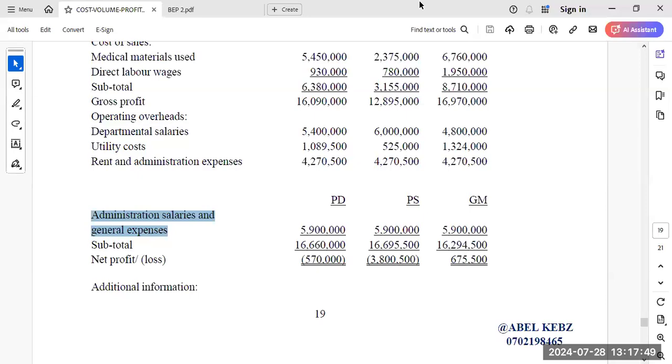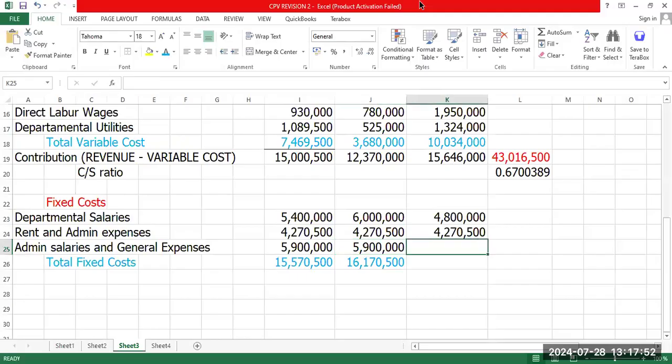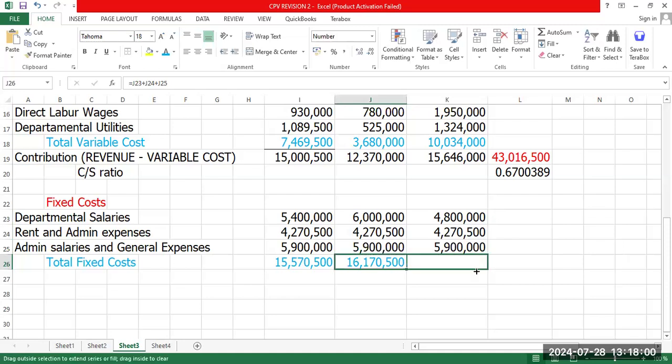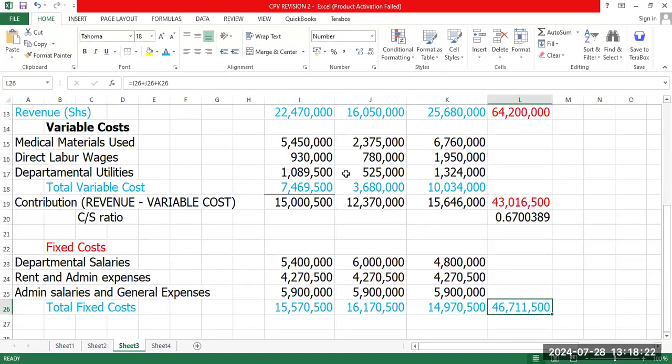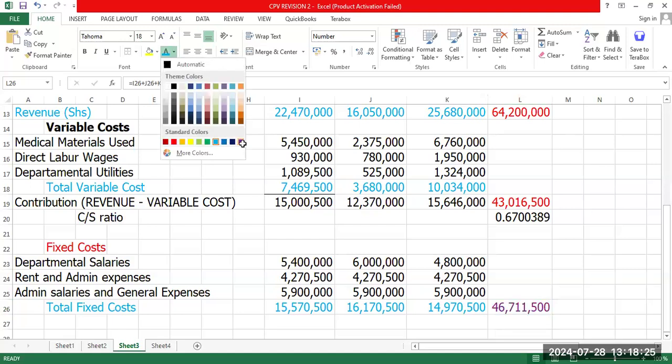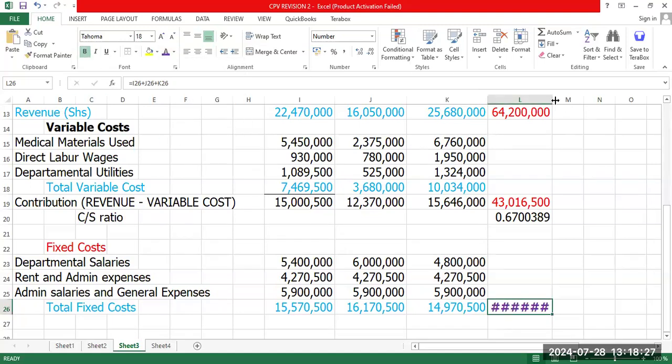All right. Then here it is 5.9. If we add, we will get this as total fixed cost. But remember, our interest is just to get total fixed costs. So I get this plus this plus this. So that is my fixed costs.